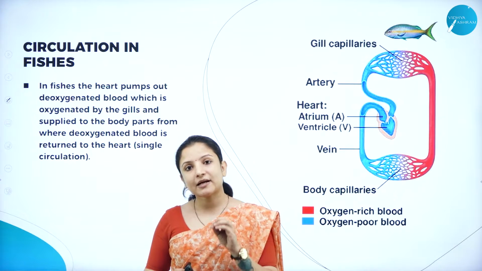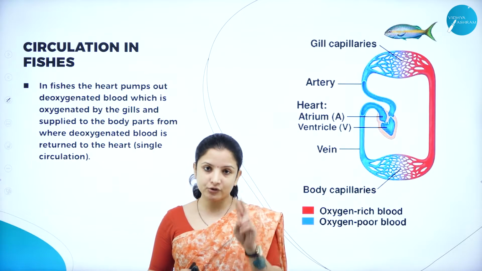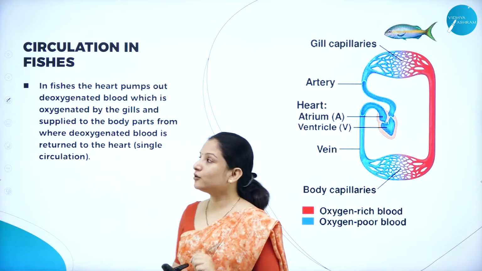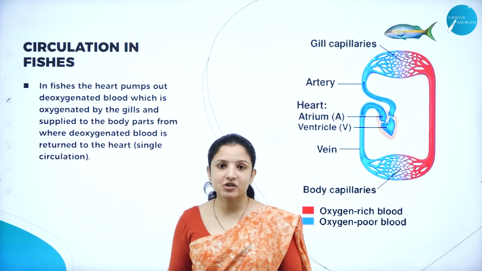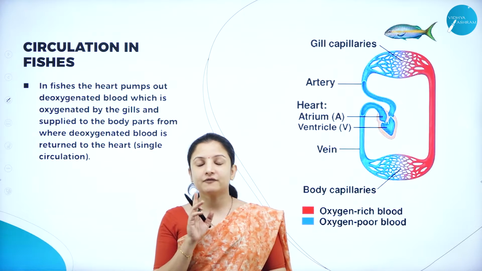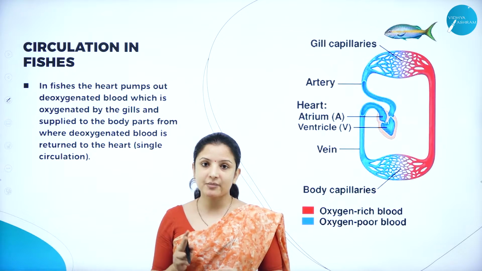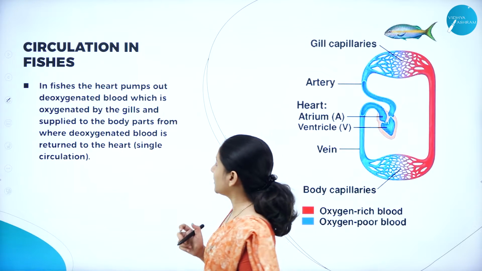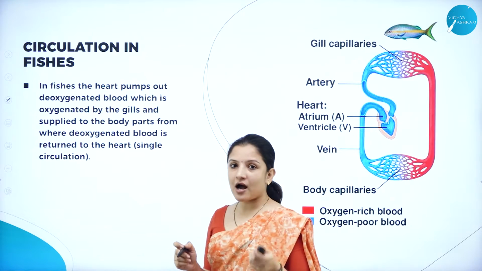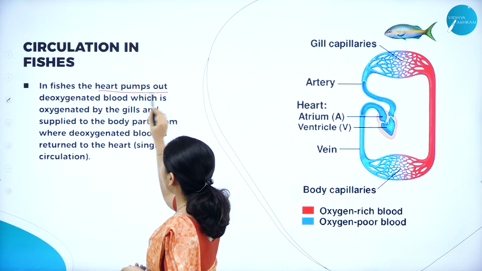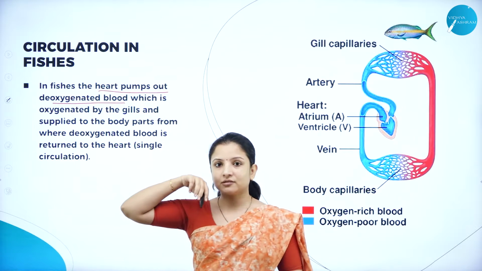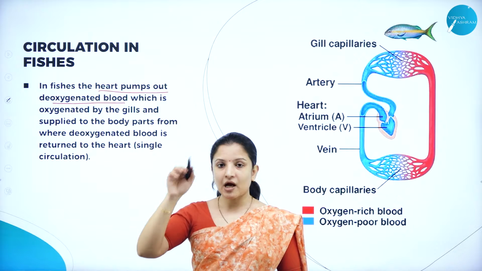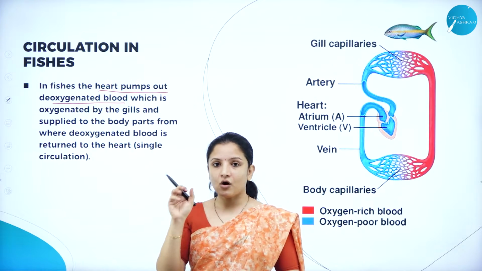Now, how exactly circulation occurs in a 2-chambered, a 3-chambered and a 4-chambered heart we shall look into. So, talking about circulation in fishes, what did I tell you? The fishes have a 2-chambered heart, right? So, how does the circulation occur in a 2-chambered heart? In fishes, the heart pumps out deoxygenated blood. That is, the deoxygenated blood enters into the heart so that it can carry the oxygen, right?